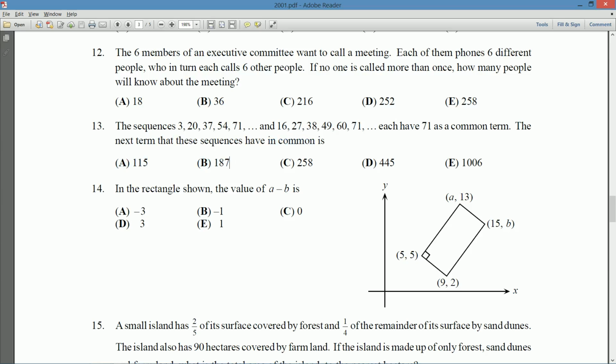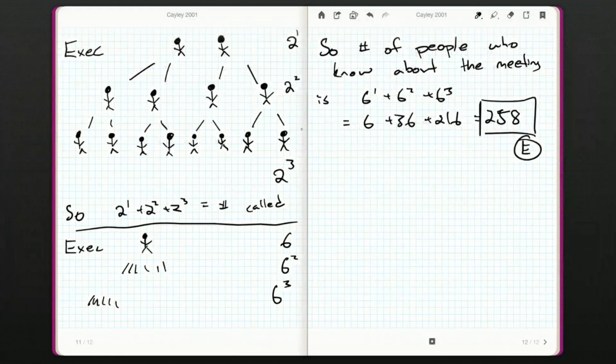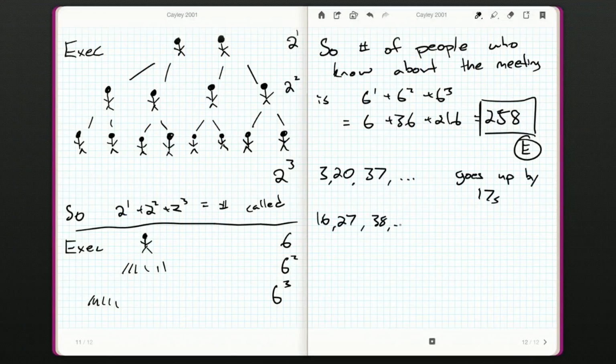Another thing we could do is try and use the fact that this one's going up by 17s, this one's going up by 11s, to actually work out what the next common term is. So 3, 20, 37. That's going up by 17s. And the other one started out at 16, 27, 38. This goes up by 11s.